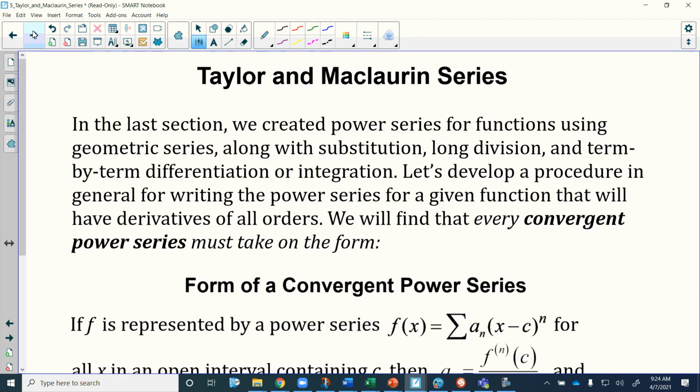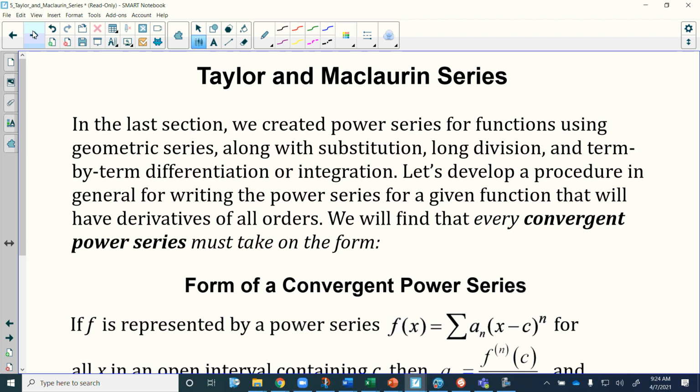So, in the last section, meaning this is lesson 10.5 in the curriculum that I'm using, you can go back and find my 10.4 video if you need it. We created power series for functions using geometric series, substitution, long division, and term-by-term differentiation or integration. And we're going to see that again in this lesson as well.